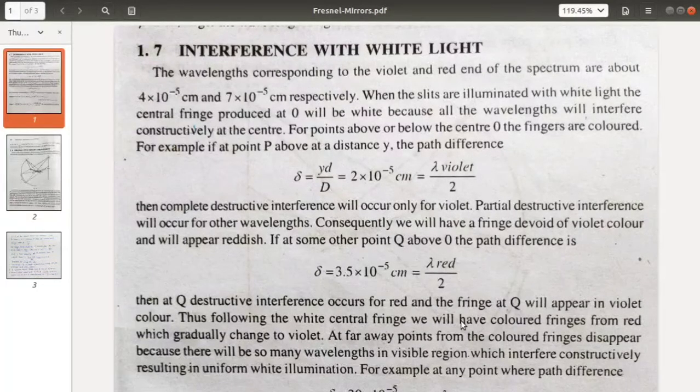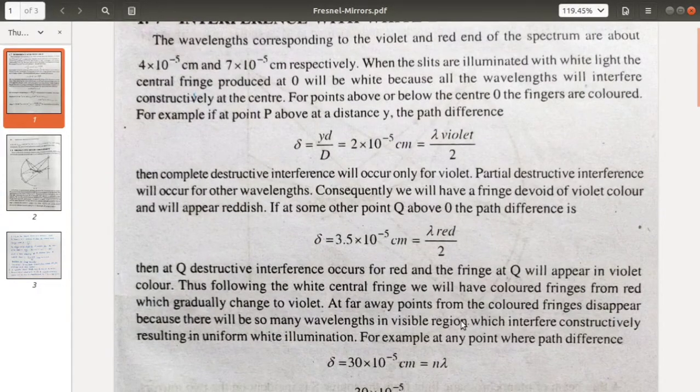If we are measuring the path difference and we are checking whether the wavelength is satisfying the condition for constructive interference or destructive interference, we can see whether that color is missing from that point or it is constructively interfered there. According to that, we will get colored fringes on both sides of the central point. So this is about interference.